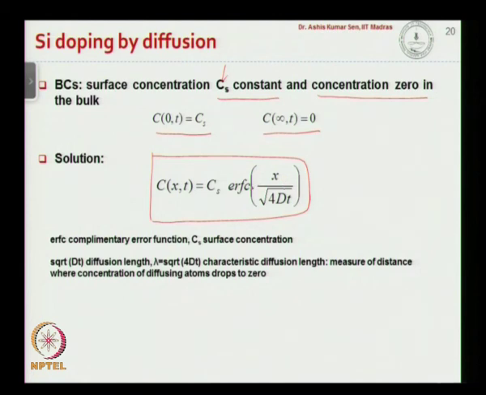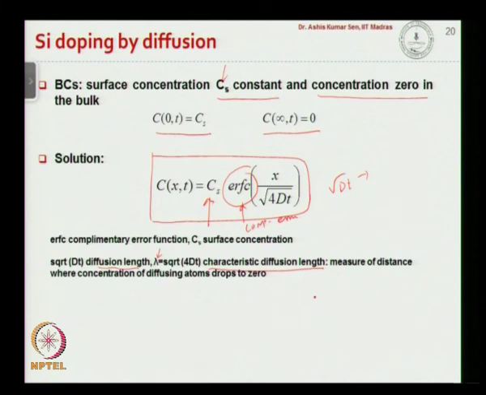So it follows an error function trend. This is the complementary error function, and Cs is the surface concentration, and we have the square root of Dt. The square root of Dt is the diffusion length, okay, and lambda equal to square root of 4Dt. If we define lambda as square root of 4Dt, that will be known as the characteristic diffusion length.